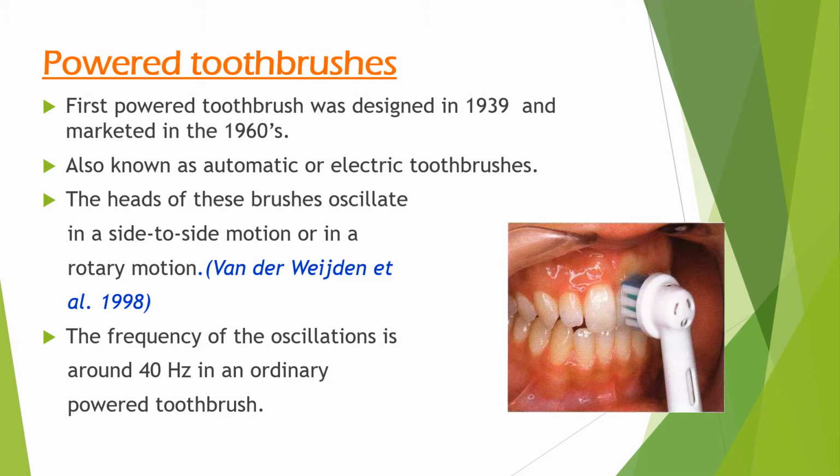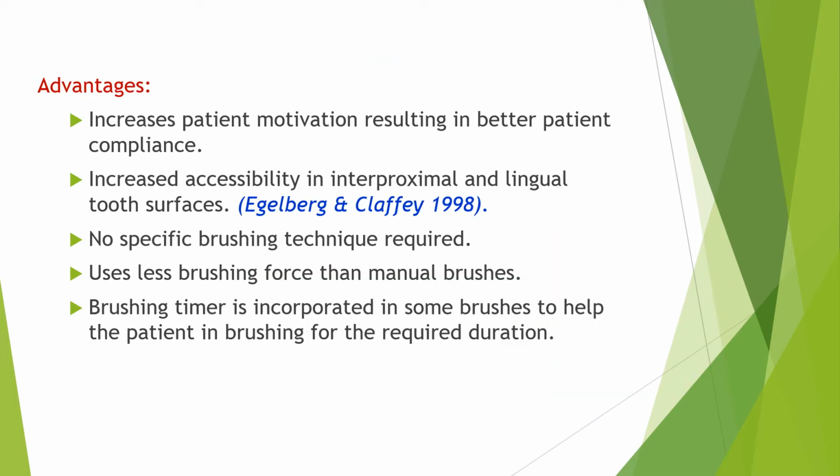Then power toothbrushes. The first power toothbrush was designed in 1939 and marketed in the 1960s. Also known as automatic or electrical toothbrushes. The head of these brushes oscillates in side to side motion or in rotary motion. The frequency of the oscillation is around 40 Hz in an ordinary powered toothbrush.